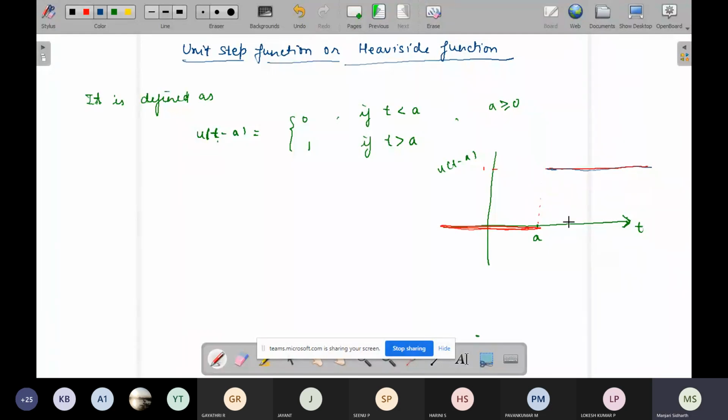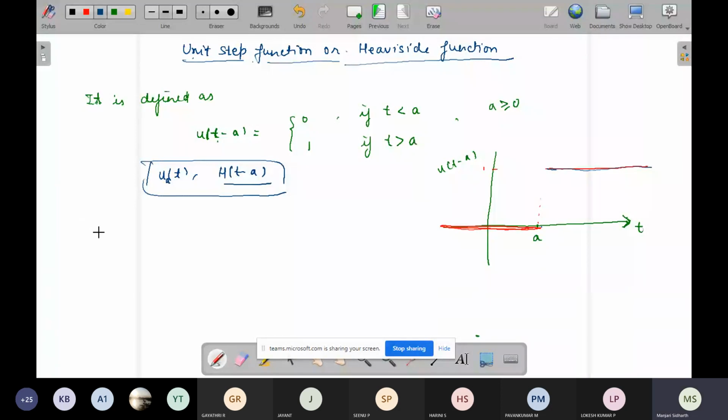Now by the graph itself, the unit step function is taking a unit step. So it is called the unit step function or Heaviside function. Other notations are u of t with a suffix a, and another notation is h of t minus a. Heaviside function or unit step function, in any form it may be given to you. Any notation can be given, so please remember the notations.